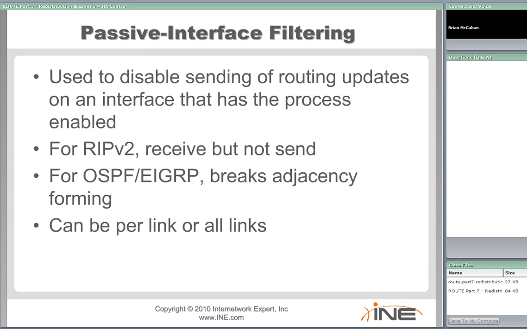But in the case of redistribution and filtering, sometimes passive interface can fix looping problems just by filtering out all advertisements that are going out the interface.